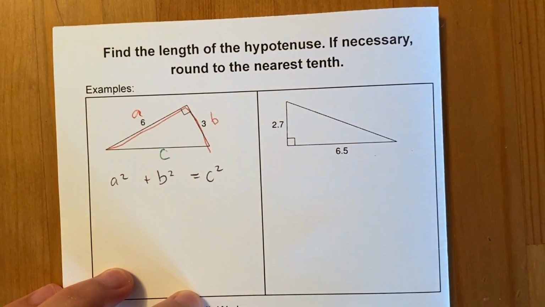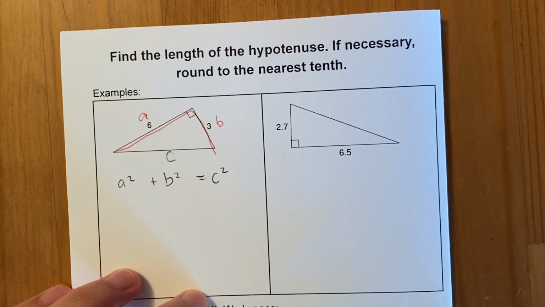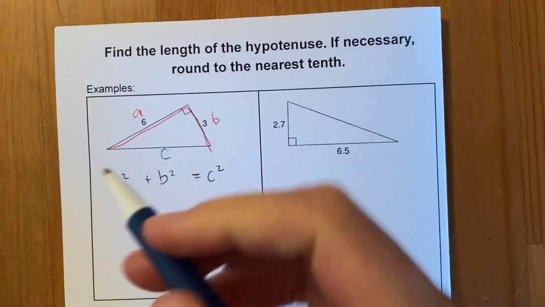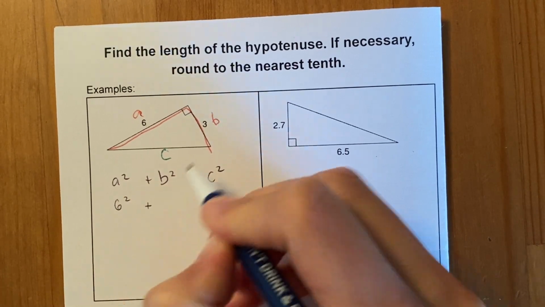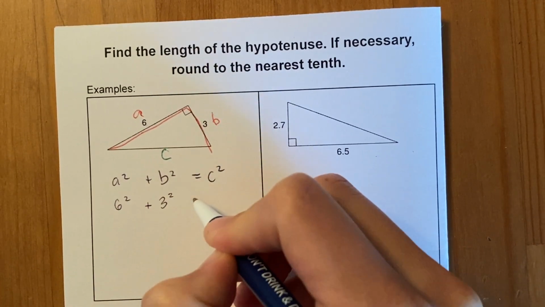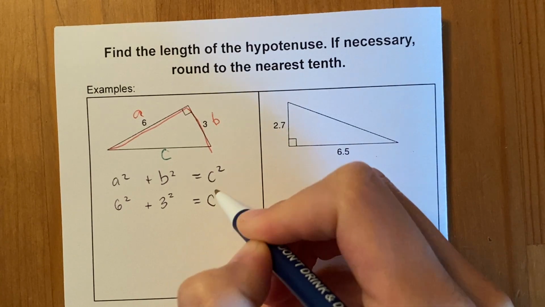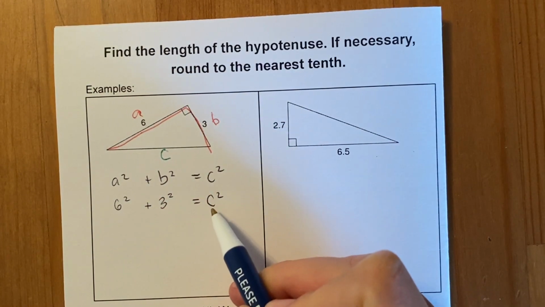And I'm going to plug the numbers into my formula, and then I'm going to solve. And you actually have all the skills to do this already. So A is 6, so this is 6 squared, plus B is 3, that's 3 squared, equals C squared. Now I'm trying to solve for C. I'm trying to get C by itself.